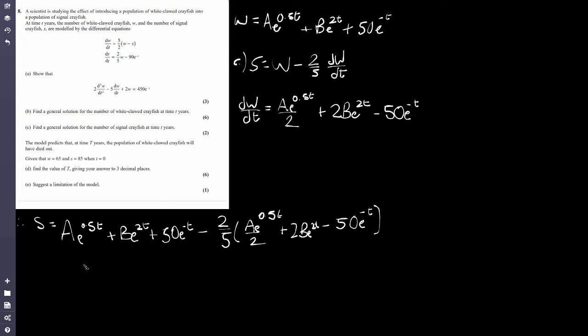We've got our e here, so this is going to be S equals, simplifying all this. I'm not going to actually show all the working because it should be pretty straightforward. So you're just going to get S equals 4/5 of a e to the half t, plus b e to the 2t over 5, plus 70e to the minus t.